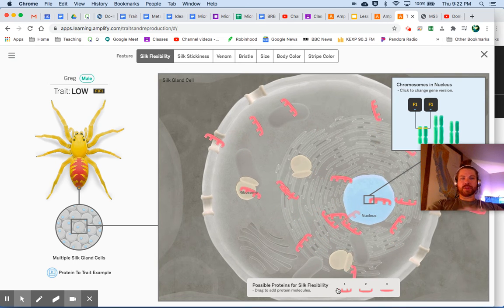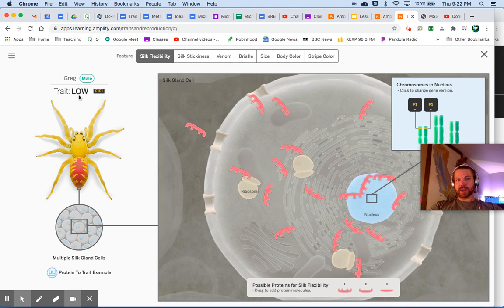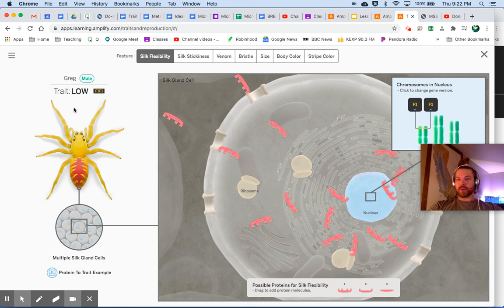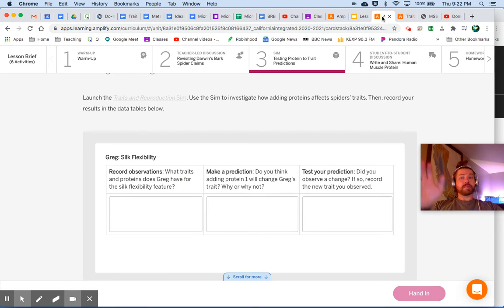Lastly, let's test. Did you observe a change? If so, record the new trait you observed. So let's go ahead and do this. Let me show you how. I'm going to grab that protein. I'm going to put it over in this little circle, and boom. And look at this circle. That shows that the protein is in the cell right now. What do we see? Does the trait change at all?